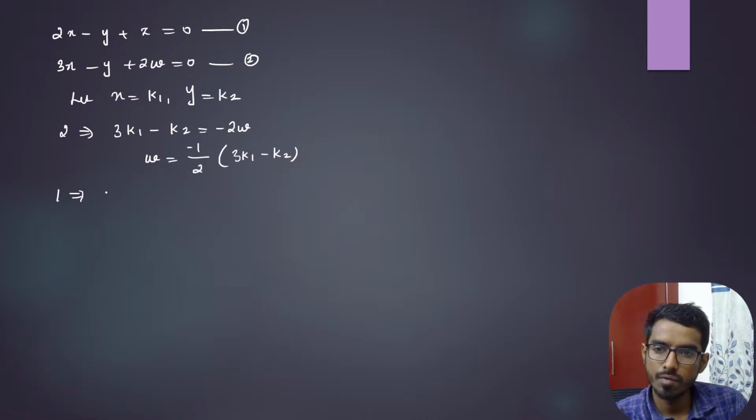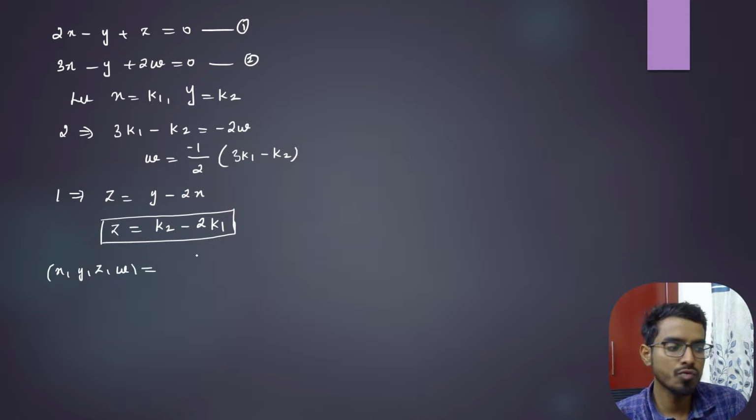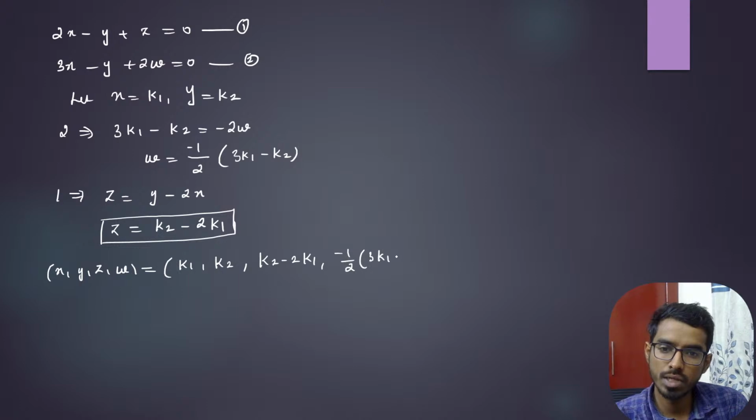So from 1 we have z is equal to y minus 2x. So y is k2, minus 2 times x, which is k1. So z is equal to k2 minus 2 times k1. Therefore, the solution space x, y, z, w for W1 is: x is k1, y is k2, z is k2 minus 2 k1, and w is minus 1 by 2 times (3 k1 minus k2). See, you can check it out.